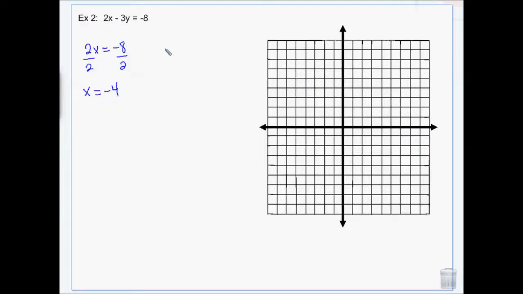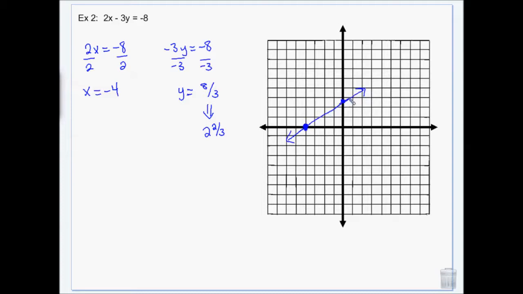Okay, so the 2 does divide evenly into 8, but the negative 3y, if I divide both sides by negative 3, I get y equals 8/3. Not quite as pretty. And this is exactly 2 2/3. So I go to my x-axis and I go to negative 4 and I put a dot. And I go to my y-axis and I go to 2 2/3-ish and I put a dot. And then I connect the dots.